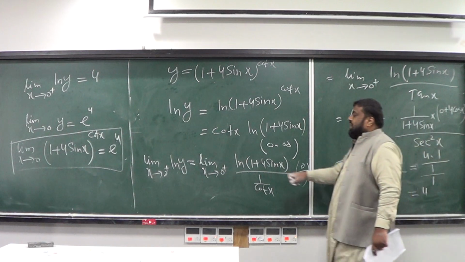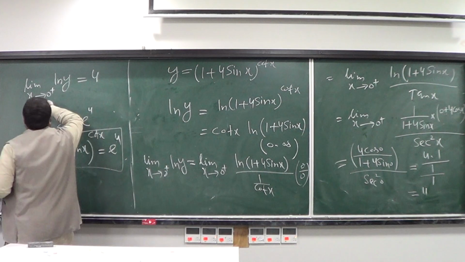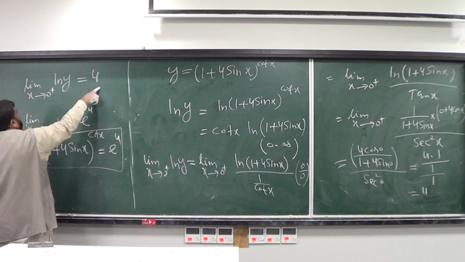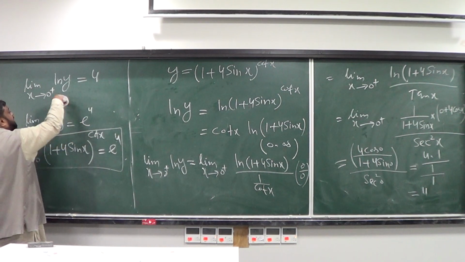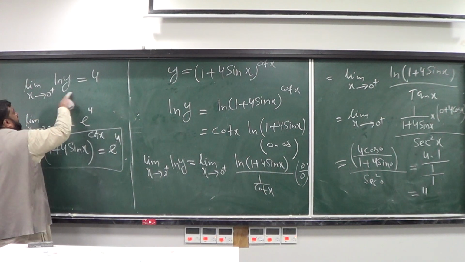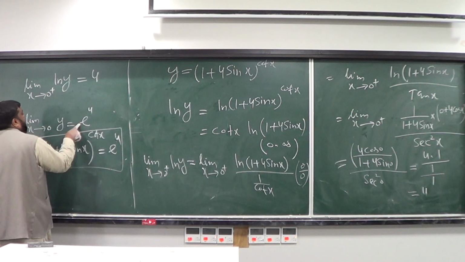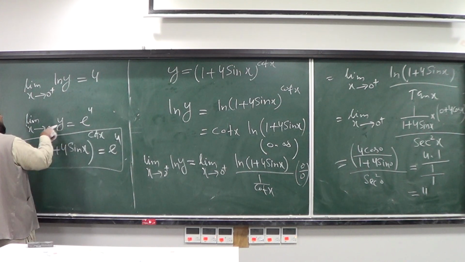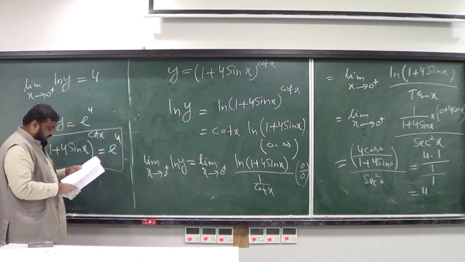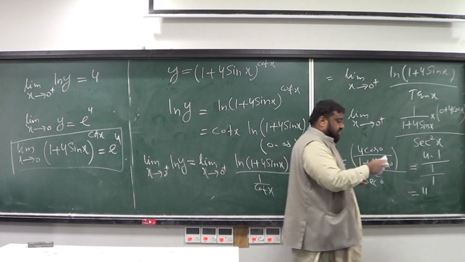Why? Because on the other side you have this limit x goes to 0 plus log y. In other words, what you have shown is that limit x goes to 0 plus log y is equal to 4, while you need the limit for y. So what you always have to do is take the anti-log. This will become y and this will become e power 4. And hence, y is your original function, so you got the limit for your original function actually.